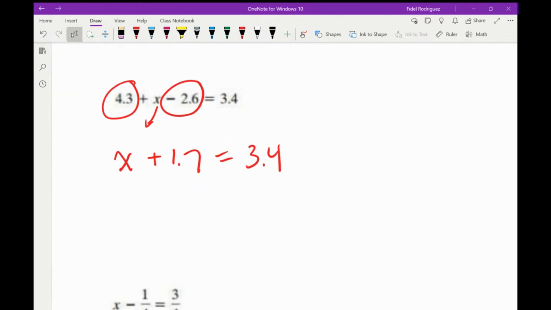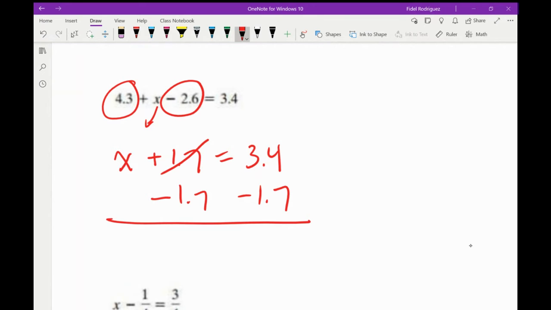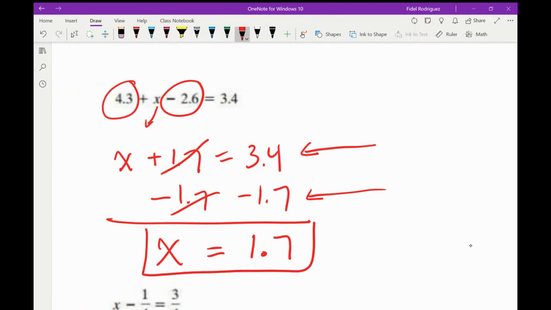Now, since I'm trying to get my x by itself, I'm just going to go minus 1.7 and minus 1.7. And again, y'all, on my calculator, I'll just do it like this. I'll just type in 3.4 and then minus 1.7. And I'm still going to end up with 1.7.